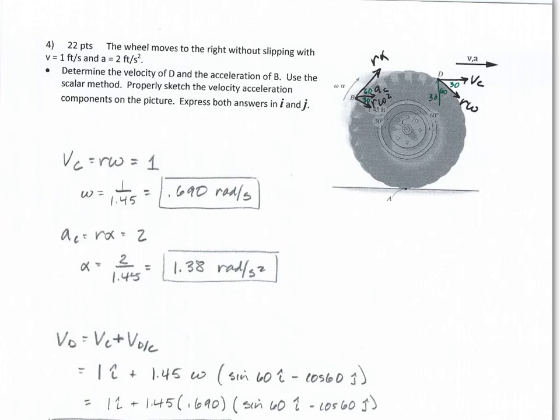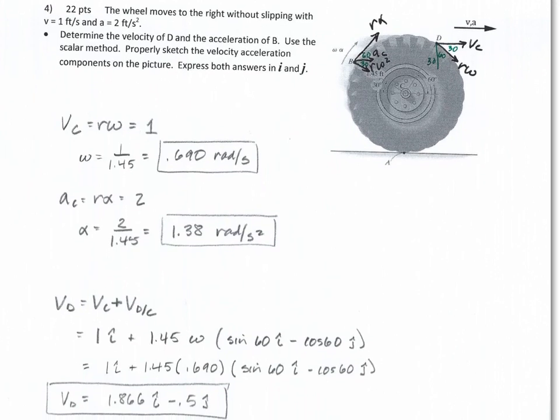And here we just need to know that V of C is equal to r omega, and the acceleration of c is equal to r alpha. Knowing those, you can find out the relationships there, or find out what those r omega and alpha are. And then let's just look at the velocity first. The velocity of d has two components.